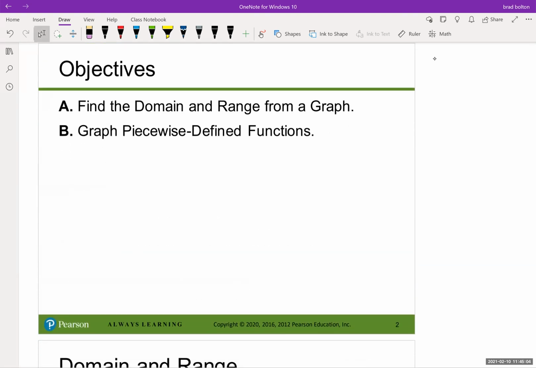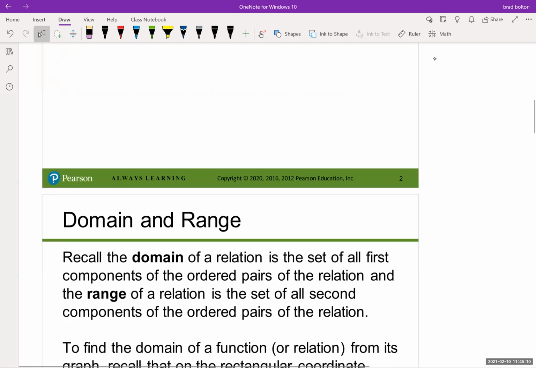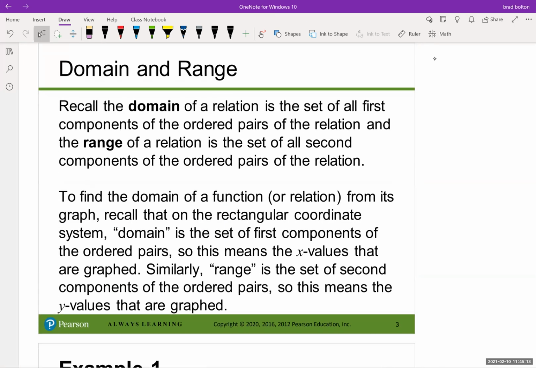So the objectives are we're going to find domain and range graphically, or from the graph, and graph piecewise defined functions. Okay, so recall the domain of a relation is the set of all first components of the ordered pairs of the relation, and the range of a relation is the set of all second components of the ordered pairs. So this is a very technical way to say it. Once again, we're going to think about it more as the inputs or the outputs, but there's going to be a new way we think about it graphically.